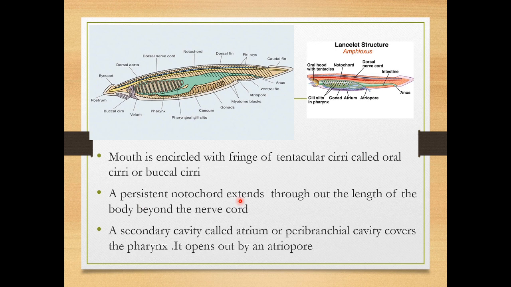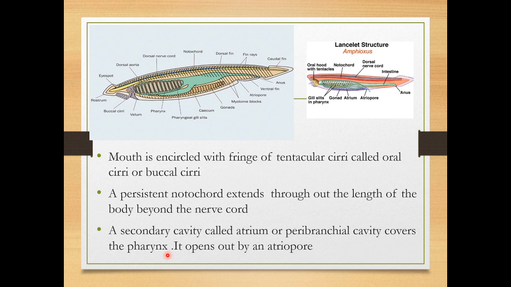A persistent notochord extends throughout the length of the body beyond the nerve cord. I already said, this is the nerve cord, and just above it, this is called a notochord. So the nerve cord extends from the tail to the head region, same as that of the notochord. The secondary cavity called atrium or peribranchial cavity covers the pharynx.